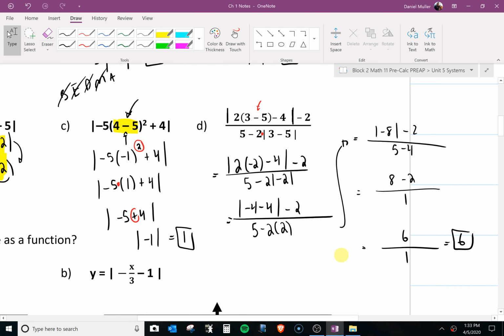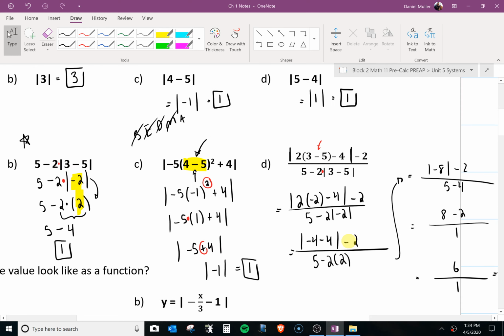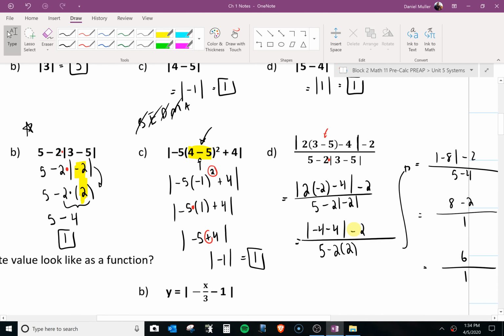So I would say B, C, and D are definitely the most complicated. So you want to make sure you redo those so you have a really good understanding.